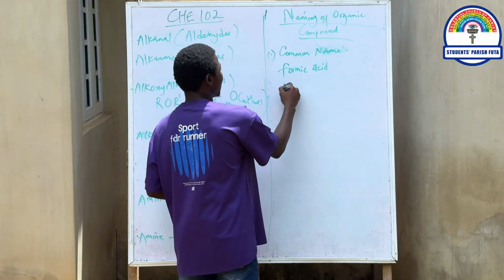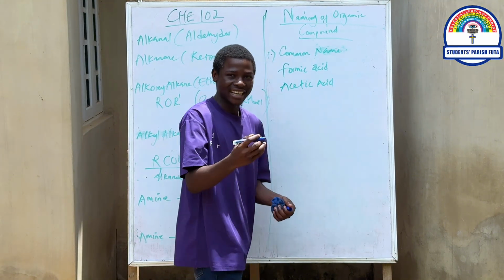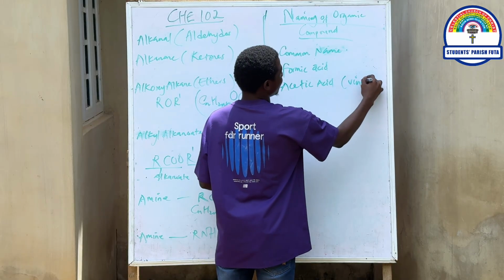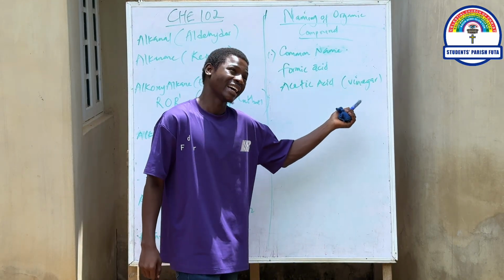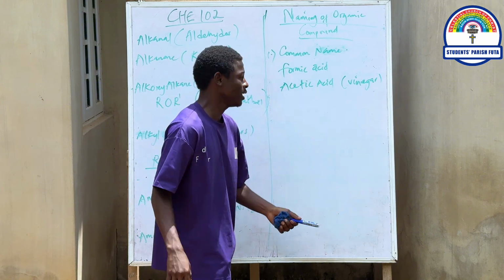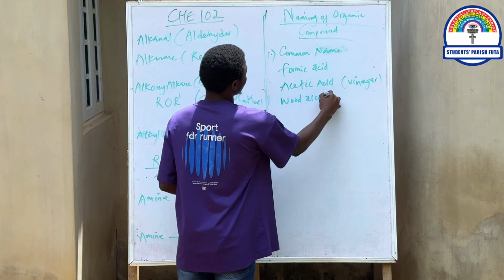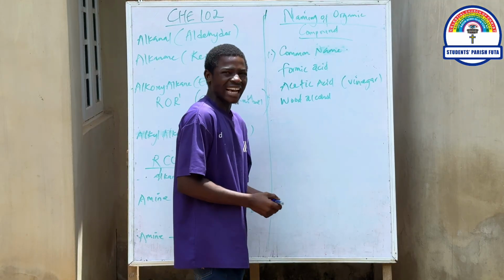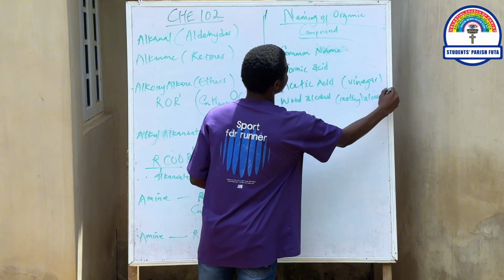You have acetic acid. Acetic acid was gotten from aceton, that's vinegar. They call that aceton, maybe the Greek name. And the likes of wood alcohol, that is methyl alcohol. It was called that because it was gotten from wood.